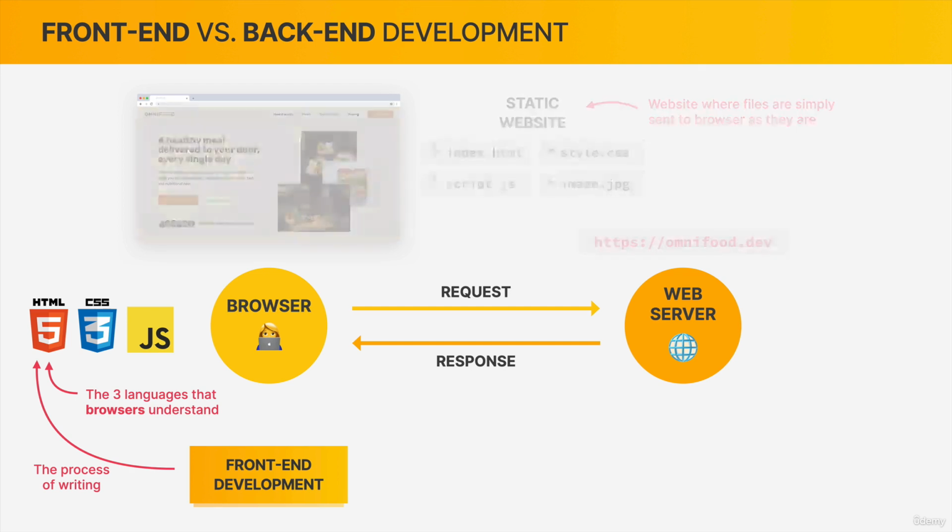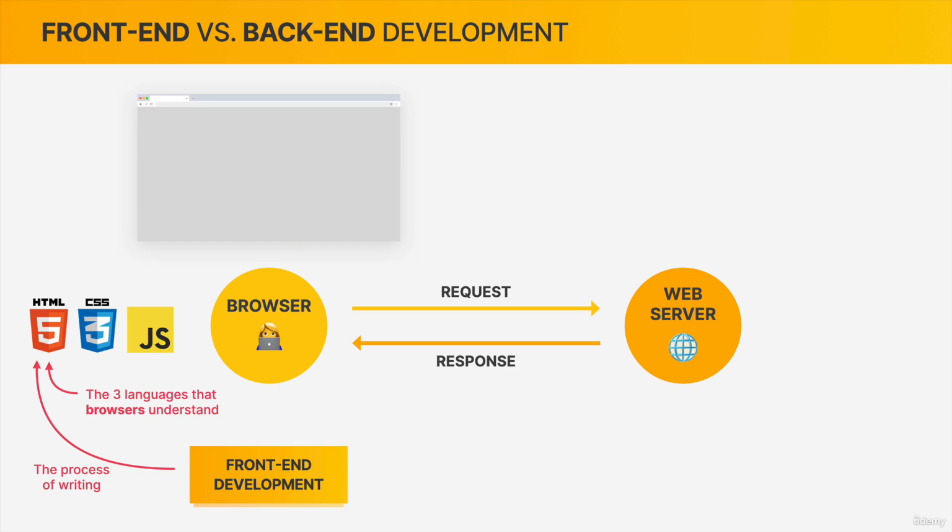So let's try another example here. And this time, let's try to understand what would happen when we try to access a website like udemy.com. So once again, the first step is that a request is sent to the web server where udemy.com is hosted. Now, why is a website like Udemy so different from something like the static OmniFood website that I showed you earlier? Well, a complex site like udemy.com is really completely different from a static site because there is a lot of content that is always changing all the time.